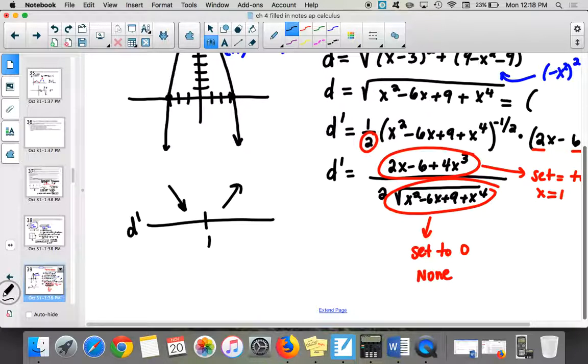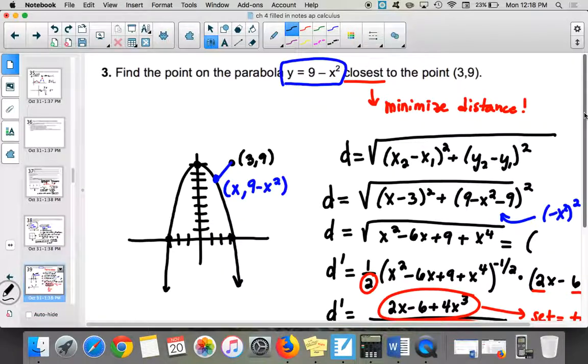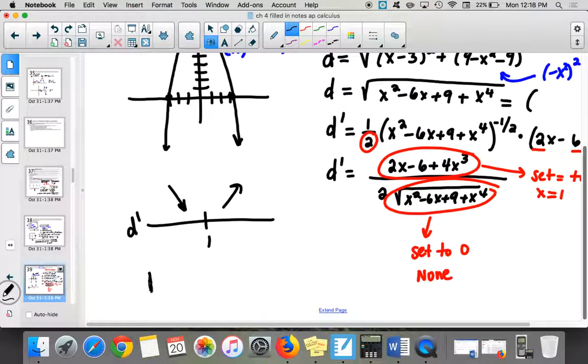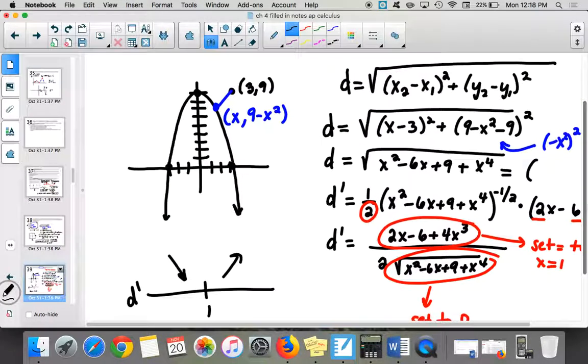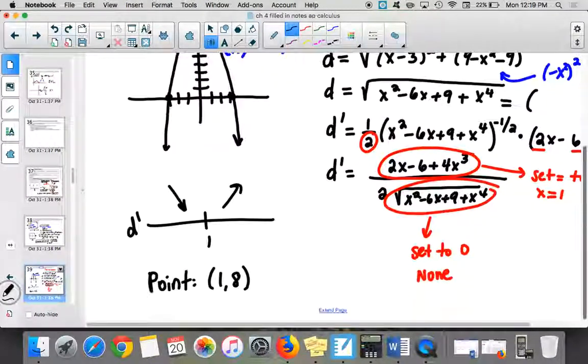So the question said, find the point, right? Find the point on the parabola closest to the point 3, 9. So what point do we have in the end? Yeah, 1, 8, because you plug into the original parabola equation, 9 minus x squared. Does that make sense? Do you guys get that?